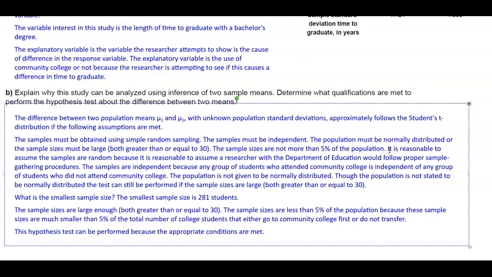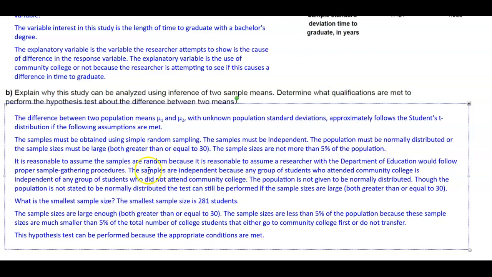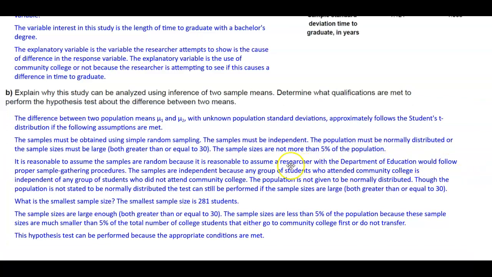So, it is reasonable to assume the samples are random because it is reasonable to assume a researcher with the Department of Education would follow proper sample gathering procedures. The samples are independent because any group of students who attend a community college is independent of any group of students who did not attend community college. The population is not stated to be normally distributed, though the test can still be performed if the sample sizes are large, both greater than or equal to 30.